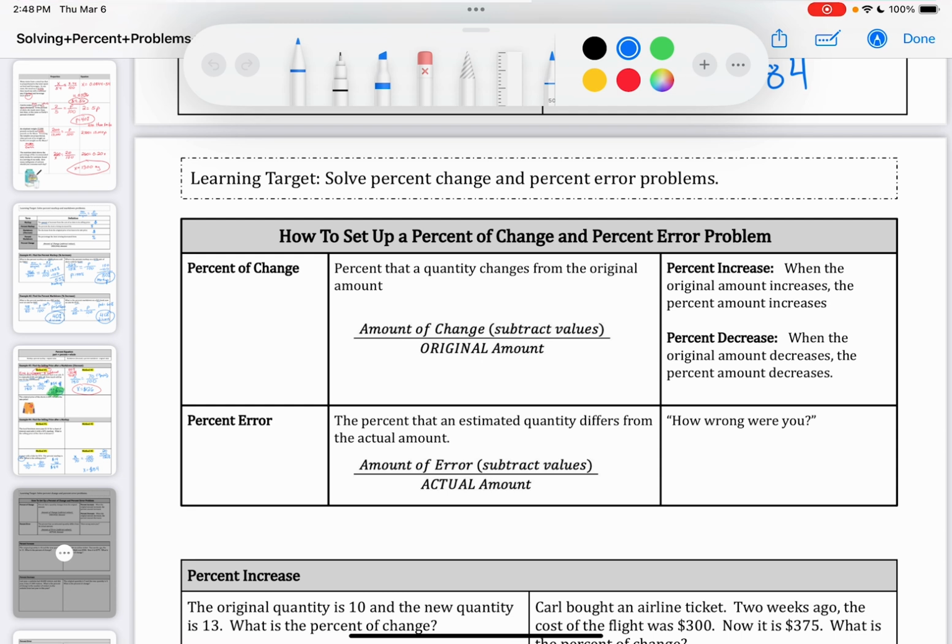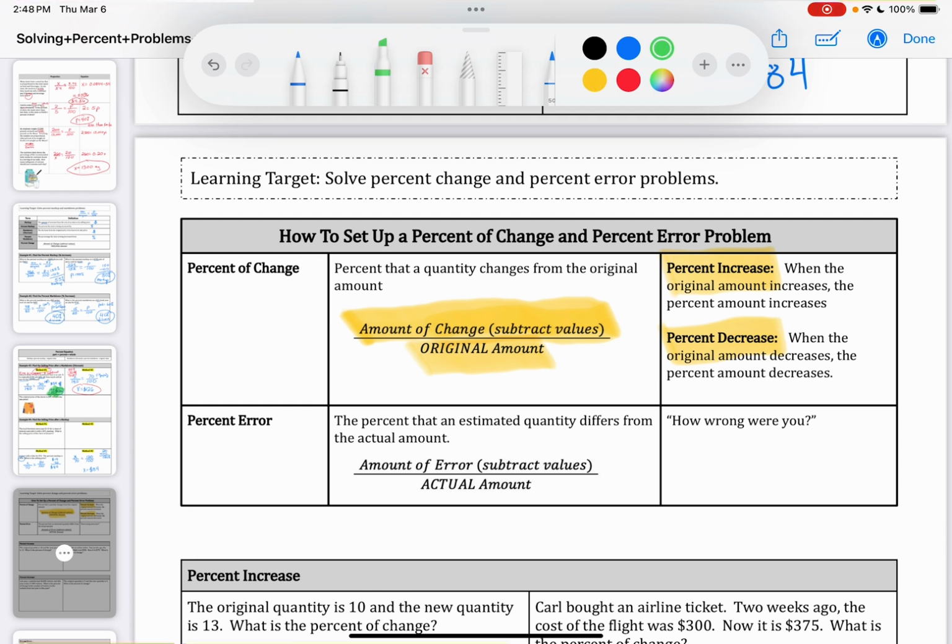So two equations or setups that we're going to use. We have the percent of change. We take the amount of change by subtracting them, and then we divide it by the original amount, what you started with. That will give us a percent increase if it's going up, a percent decrease if it's going down.